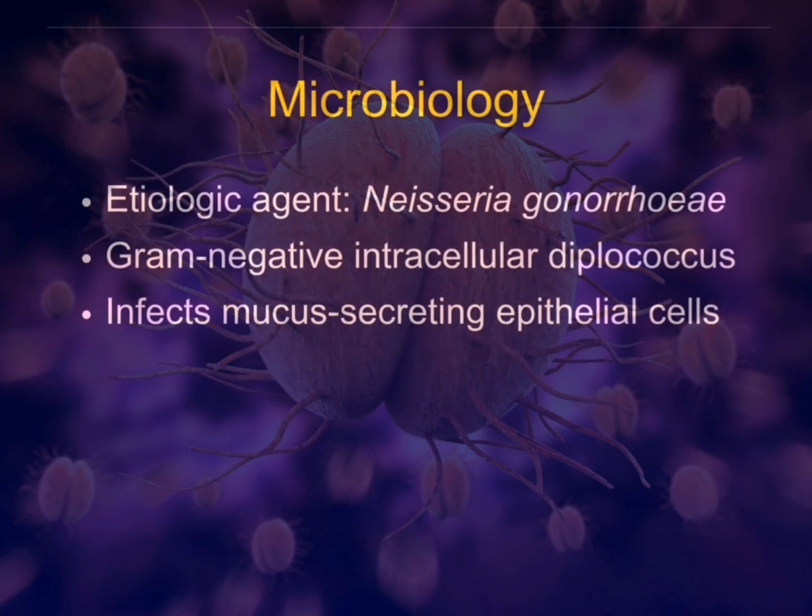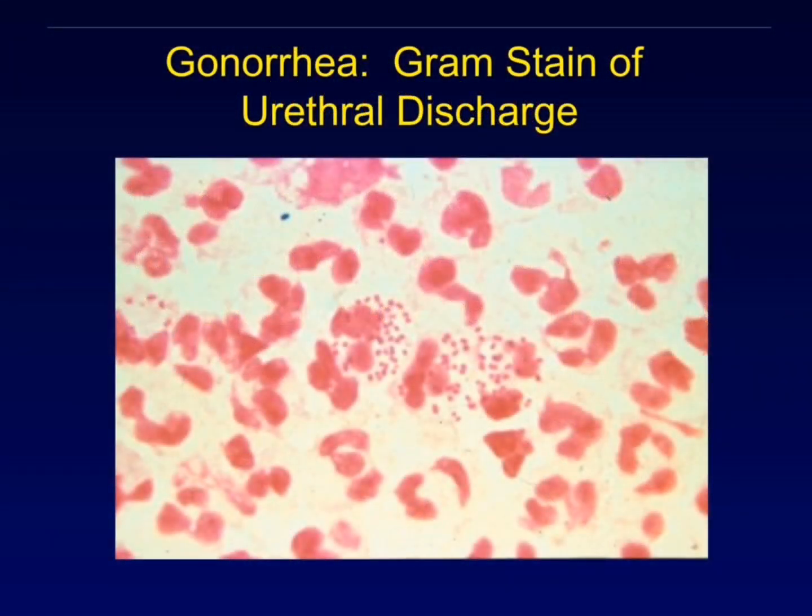Then coming to the microbiology, the etiological agent, the causative organism, is Neisseria gonorrhoeae, a gram-negative intracellular diplococcus, and it infects the mucus-secreting epithelial cells. Here we can see the gram staining technique for identification of gonorrhea.